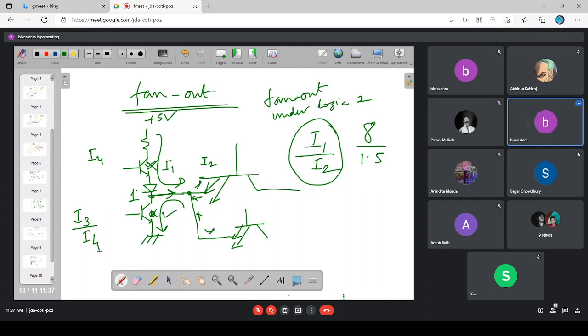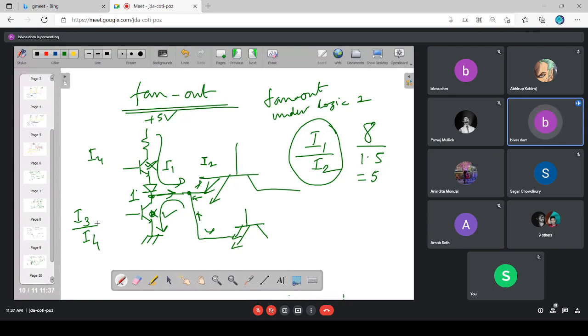Why is this so? How much is it coming? You please tell me, somebody. 8 by 1.5? 6, is it so? 8 by 1.5 is how much? So 5.33. So that means it is 5.